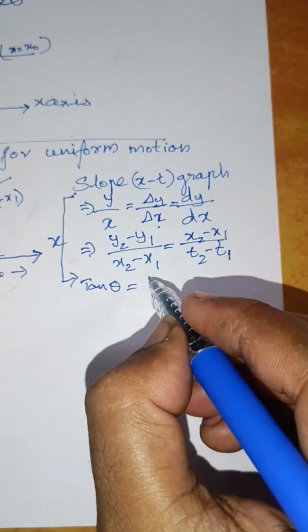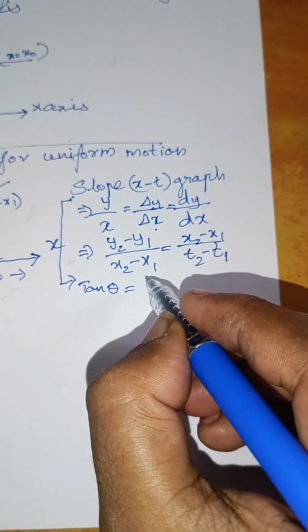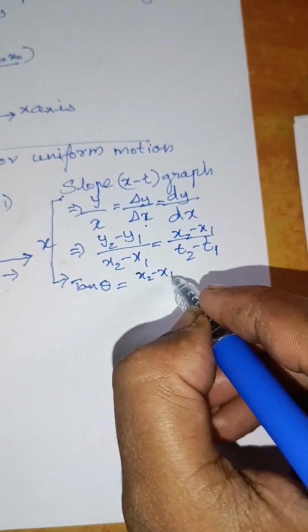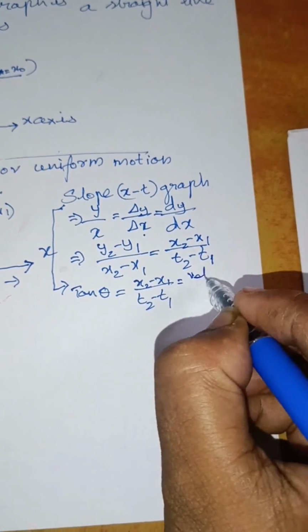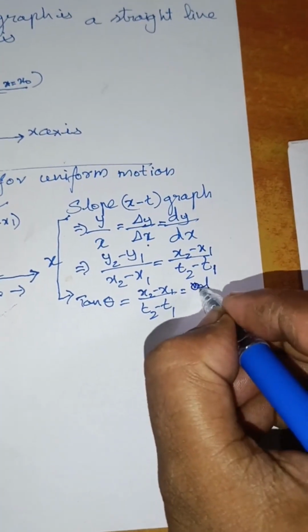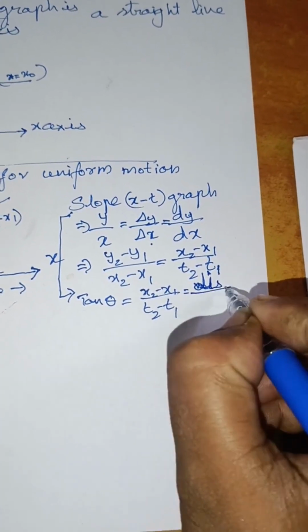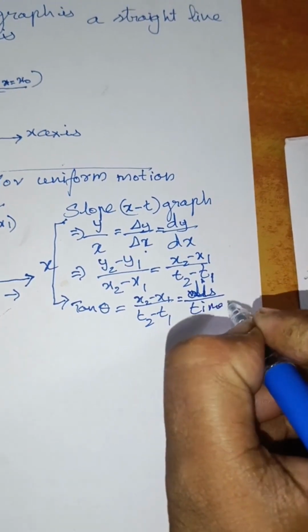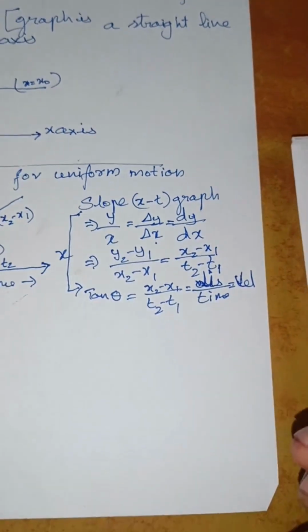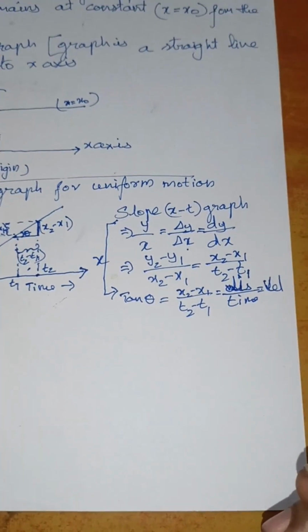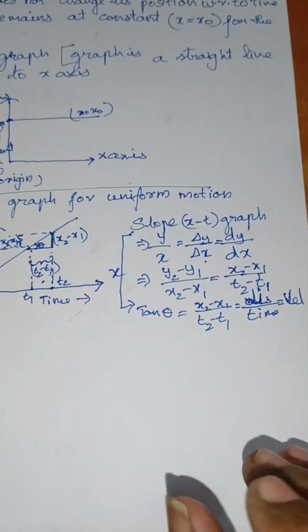So tan theta is equal to, we can write it as x2 minus x1 by t2 minus t1, that is the velocity component. Displacement divided by time is called velocity. Displacement by time is considered as the velocity.